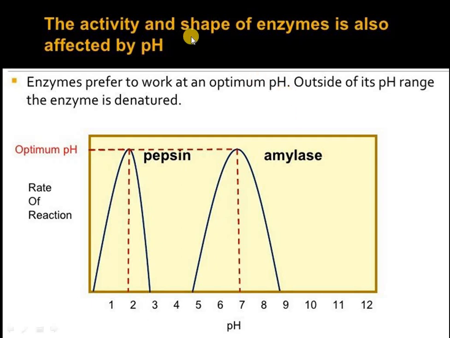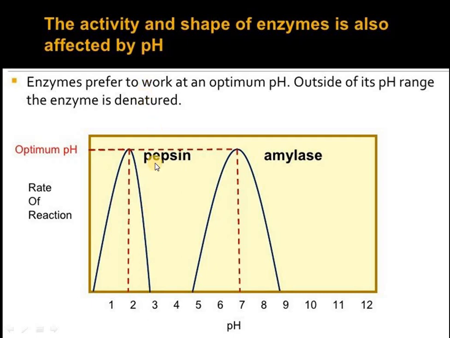Next is the activity and shape of enzyme, which is also affected by the pH. pH tells you the acidity or alkalinity of the medium, whether the solution or the medium is alkaline or acidic. You measure that by pH. Enzymes prefer to work at optimum pH. Outside of its pH range, the enzyme is denatured. So we got to know that every enzyme has a specific pH at which it works at its best.